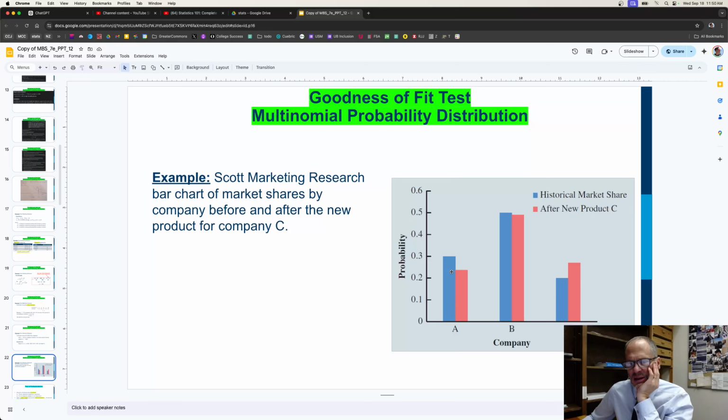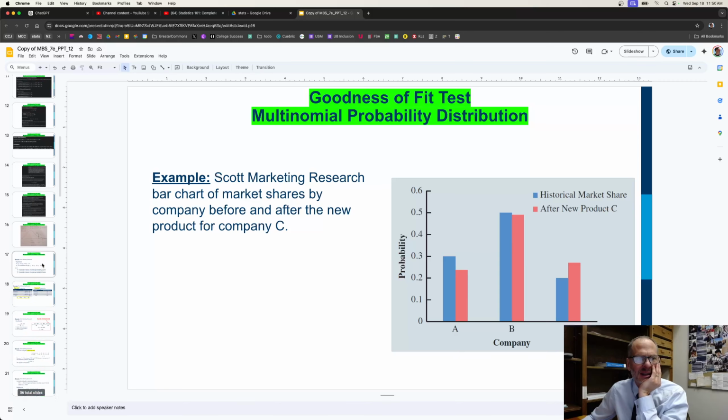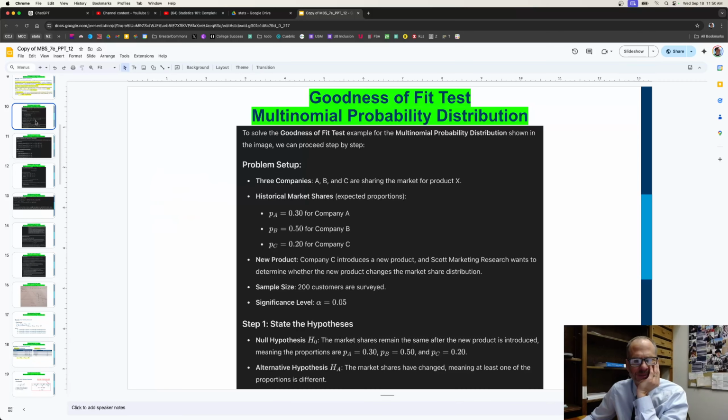And so here you could see they had this much, but then they went down after C released a new product. So they lost market share. They had this much, but then they went down a little bit after C released new product C. And then they were here, and then they released a new product and they went up. So the market responded favorably, and they're selling more stuff and they have more market share. So that's the end conclusion that we're gonna get to.